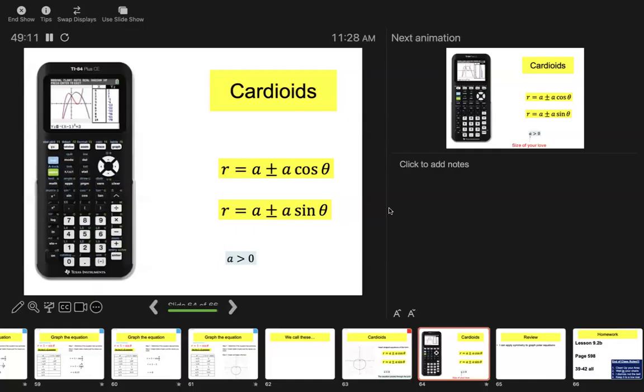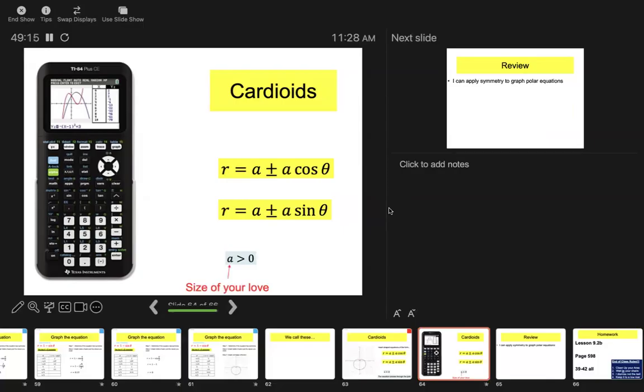The width? No, A represents how much you love someone. The scale. No, how much love you have. Okay, you go with scale, I'm going with love. Well, then your A value is 0, and therefore you get a dot right at the center. You don't even get a heart. All right, obviously that was a joke.